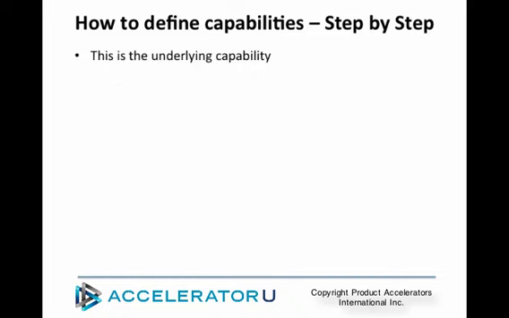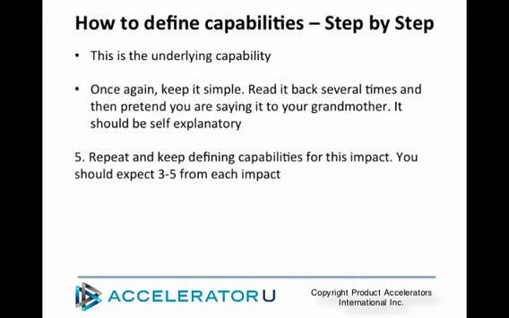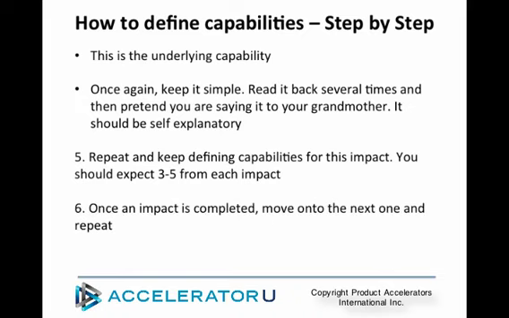This is the underlying capability. Once again, keep it simple. Read it back several times and then pretend you're saying it to your grandmother. It should be self-explanatory. Step 5 is to repeat and keep defining capabilities for this impact. You should expect 3 to 5 from each impact. Once an impact is completed, move on to the next one and then repeat.